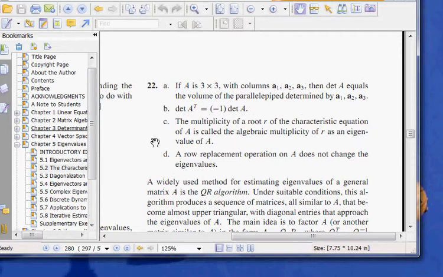Determinant of A transpose equals -1 times the determinant of A. Once again, this is false. The determinant of A transpose is the same thing as the determinant of A, okay?